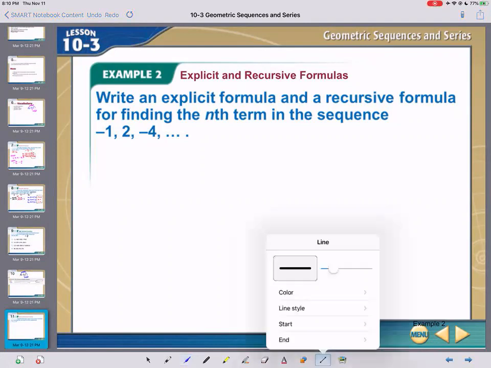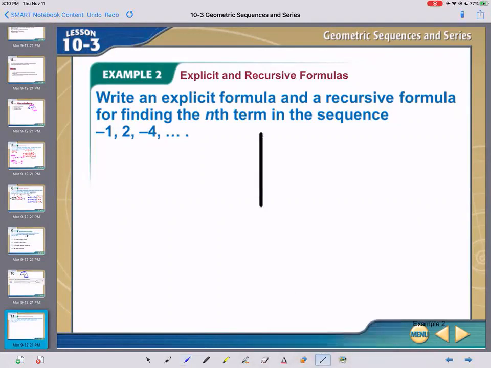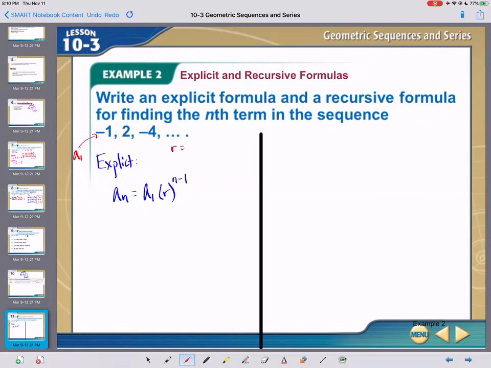So what I'm going to first do here is I'm just going to divide my page. And we'll first find, because it says the explicit first, I'm going to find my explicit formula. So this is using the formula chart. AN equals A1 times the R to the power of n minus 1. And so for this value, I can tell the -1 is A1. And we could find our R by saying it's 2 divided by -1. Those are easy numbers. 2 divided by -1 is -1.